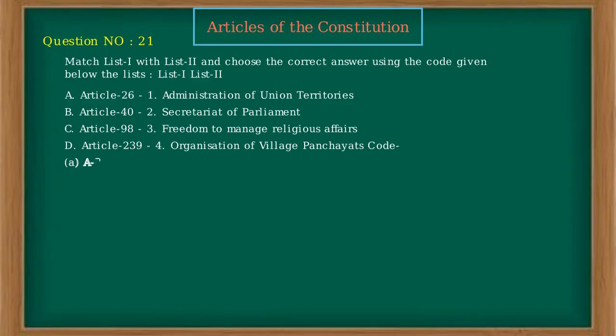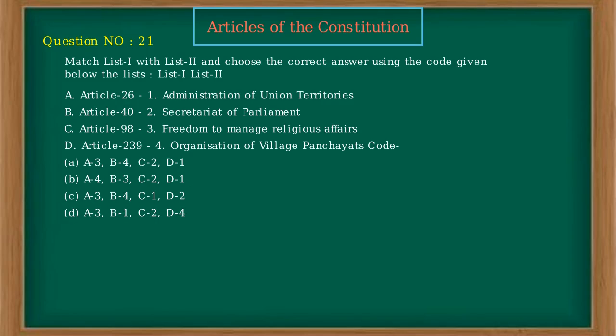Code. A. A3, B4, C2, D1. B. A4, B3, C2, D1. C. A3, B4, C1, D2. D. A3, B1, C2, D4. Ans. A.